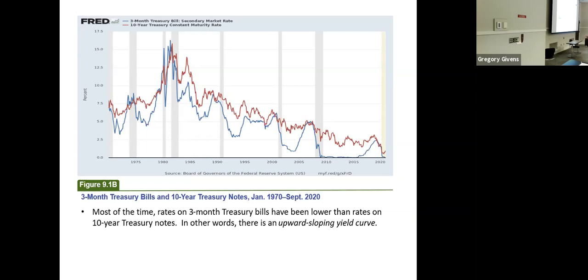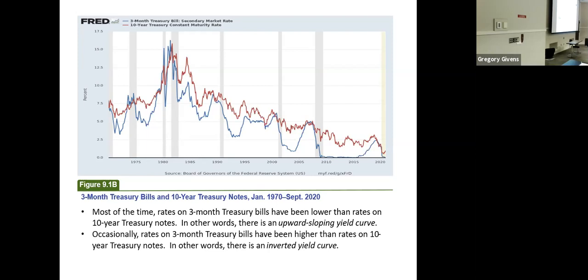You see that the distance between the red and the blue line is sometimes very small and sometimes is several percentage points. So the slope of the yield curve can change quite a bit, but most of the time it is positively sloped. Remember that. One of the things that we want our model of the term structure to be able to predict is that most of the time the yield curve is upward sloping. If it doesn't, it's not a very good model of the term structure.